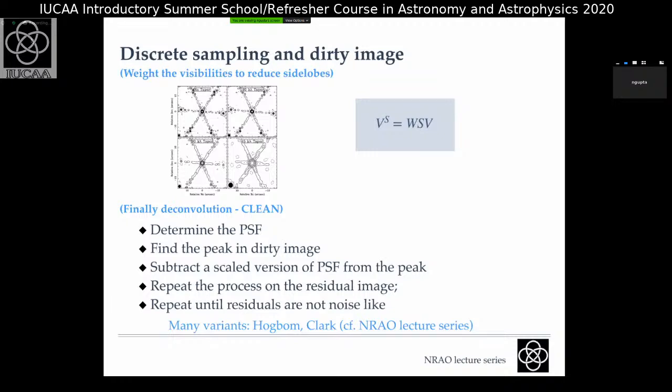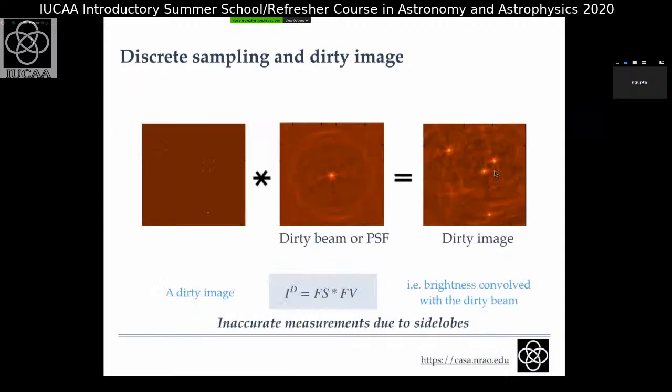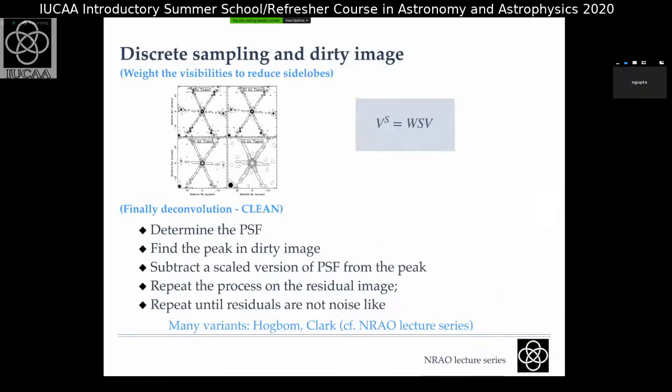What we do is that we pick up the brightest source in the image and take the point spread function, because we can compute it very accurately since we know the sampling function very precisely. I have the data, so I know at which points in the UV plane measurements are made. So I can determine the dirty beam or the point spread function.